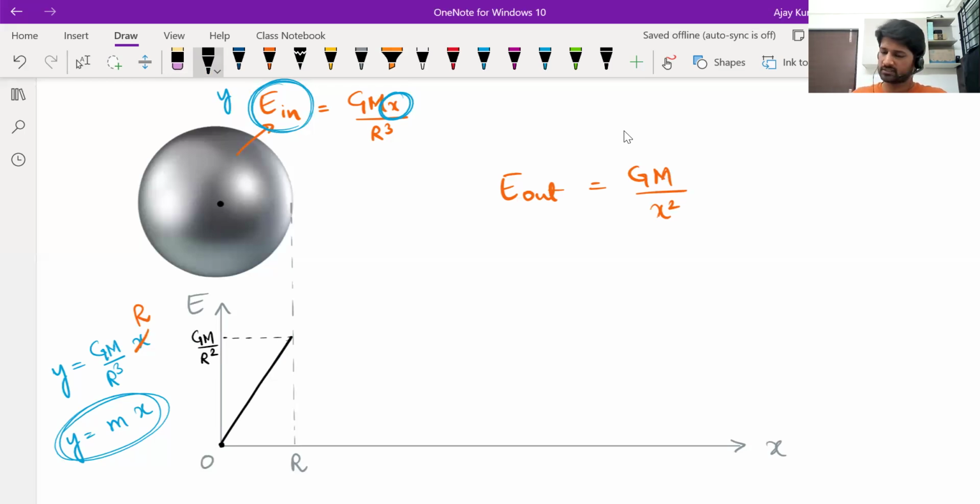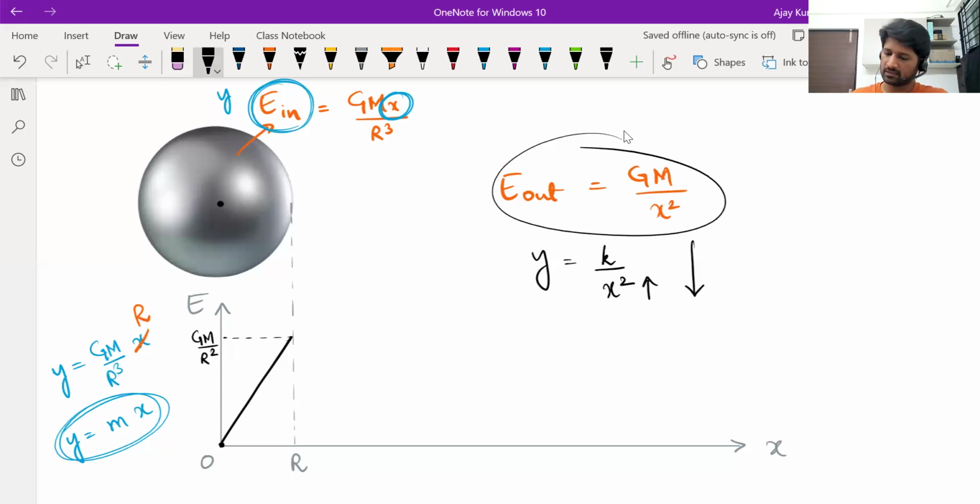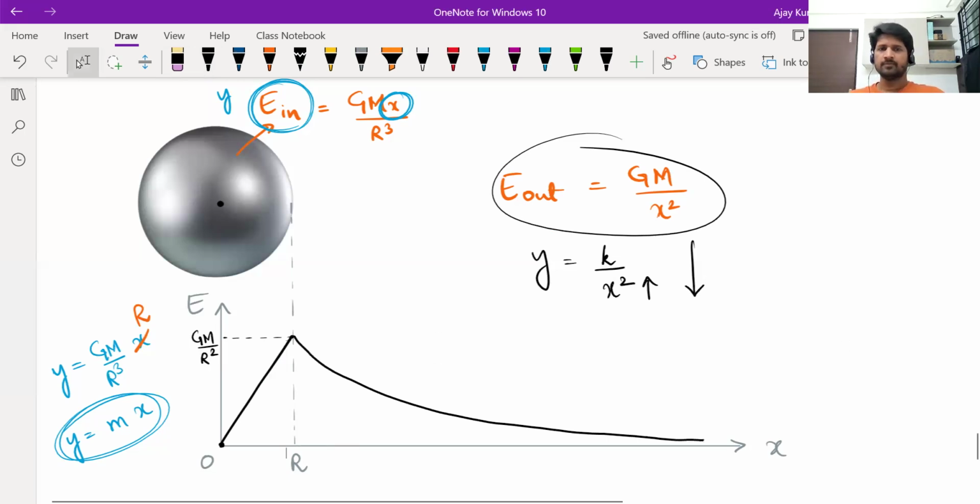Once you go outside the sphere, this is the formula you are supposed to use. So it's like y is equal to some constant divided by x square. Here, when x increases, the y value will decrease, meaning as distance increases, the field decreases. So outside the sphere, the graph will be the same for hollow sphere and solid sphere. As x tends to infinity, the field will tend to 0. Is this clear to all of you? Any doubt in this? We draw graphs based on the equations.